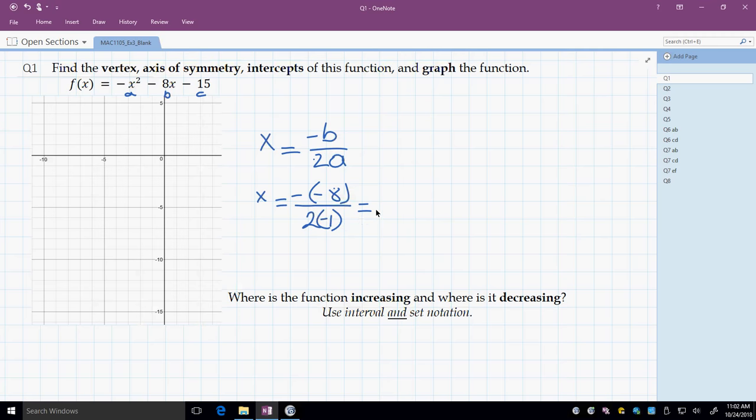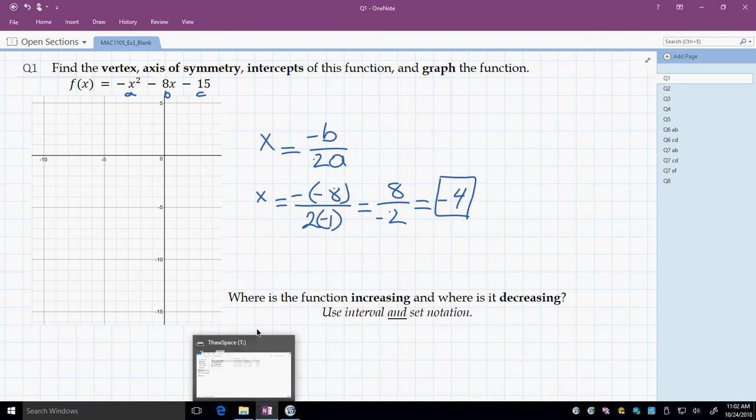So negative and a negative is going to give me a positive 8. 2 times a negative 1 is going to give me a negative 2. If I divide 8 by 2, I'm going to get 4. And negative and a positive is going to be a negative. So my vertex is, the x is negative 4. And now we have to plug back in the function the negative 4, to figure out the y value for the vertex.